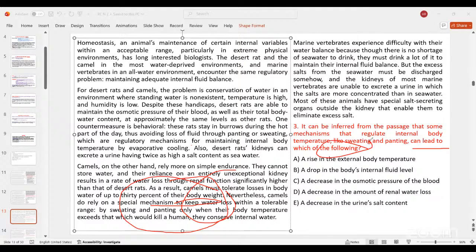Saving water, right? So saving water, is that saving internal water or outside water? Internal water. So the internal water is itself a liquid, a fluid. Now, it's called water loss. Here you have water preserved.